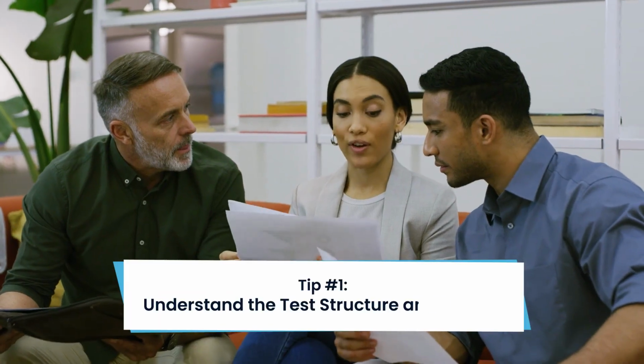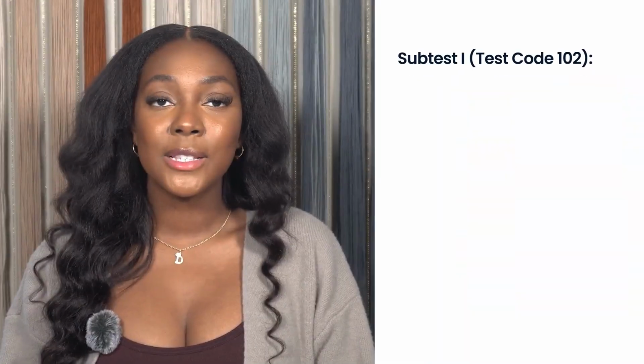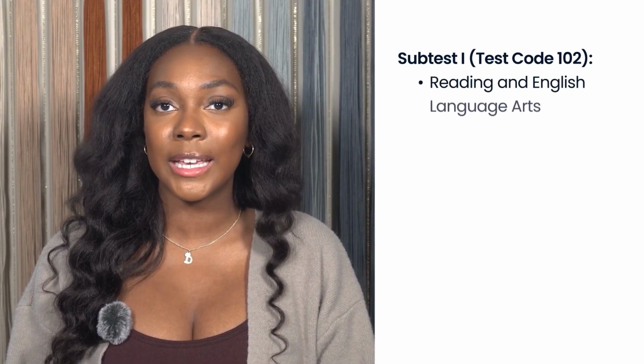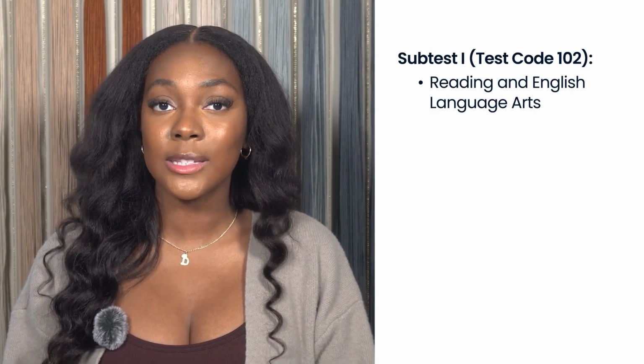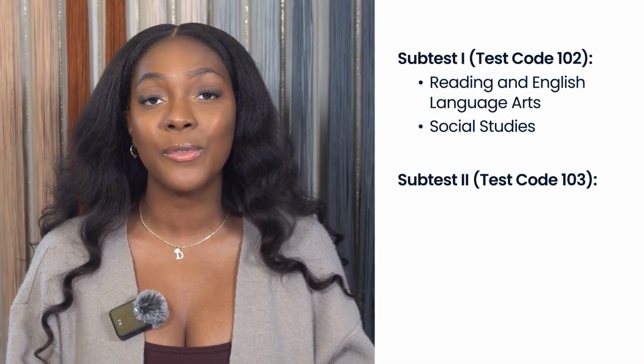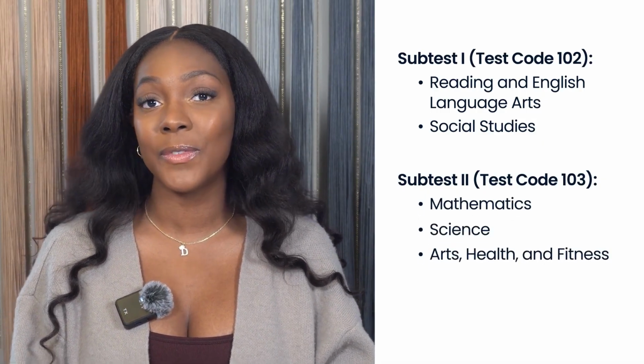Tip number 1 is to understand the test structure and format. Before we dive into any studying, you'll need to fully understand what you're up against. The AEPA Elementary Education Exam is made up of 2 subtests. Subtest I, also called Test Code 102, focuses on reading and English language arts as well as social studies. Subtest II, Test Code 103, focuses on mathematics, science, and the arts, health, and fitness.